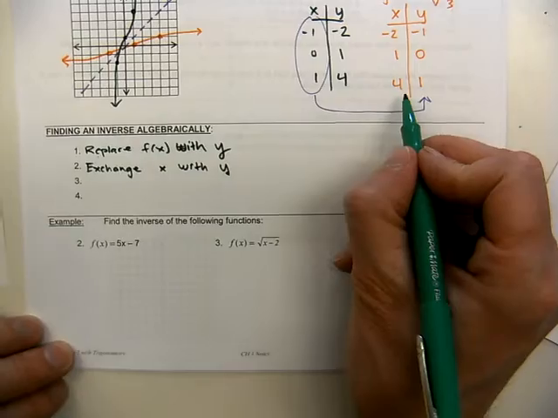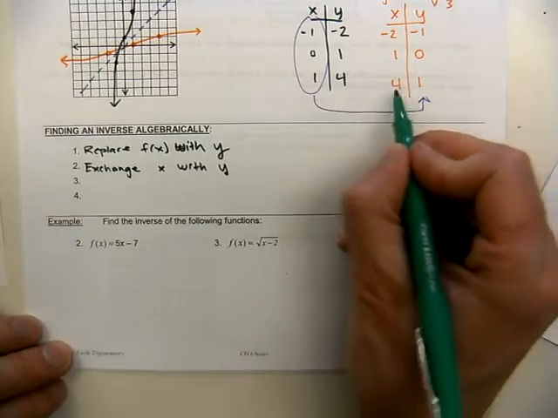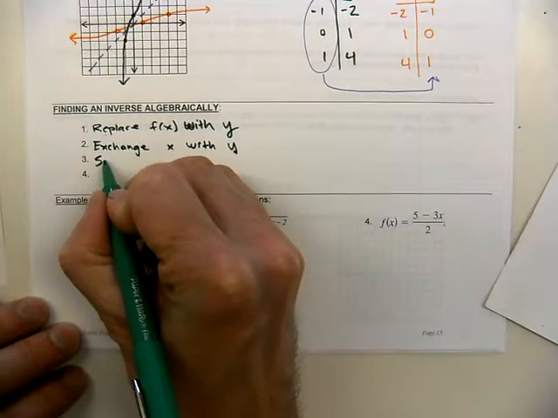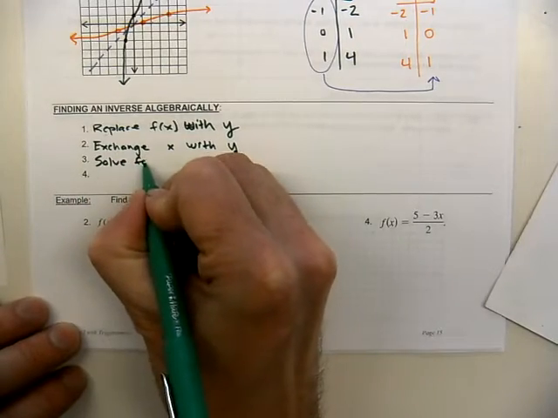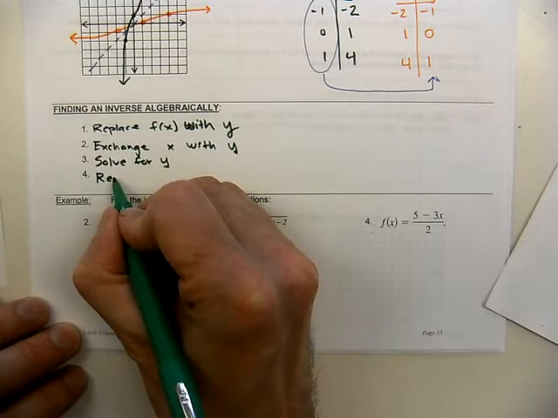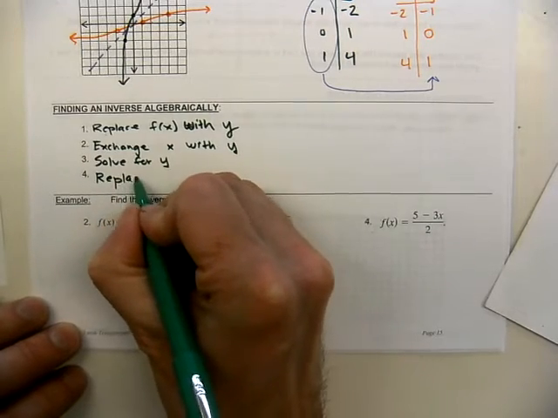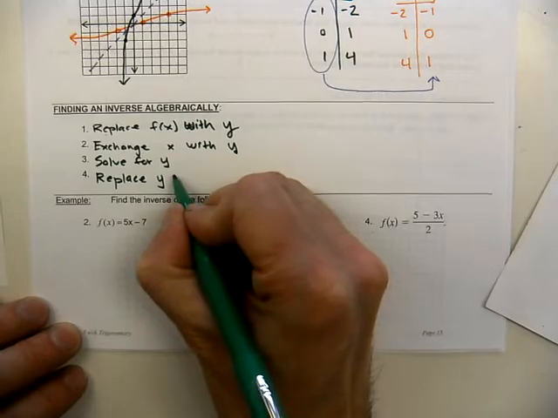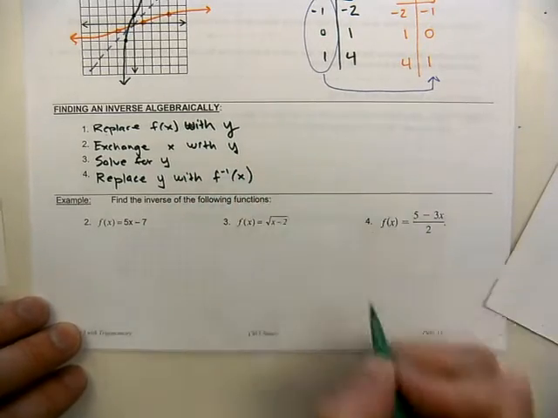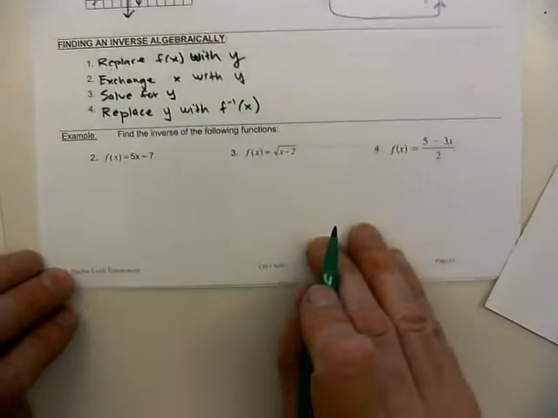When we do that, we're getting it ready to work with the inverse, because on our table you can see how we exchanged the x with the y values. Here we're exchanging inputs with outputs. Once we've done that exchange, we're then going to solve for y. And lastly, return it back into function notation by replacing that letter y with f inverse of x. All right, let's take a look at a few of these examples.